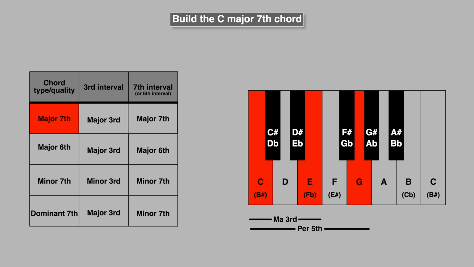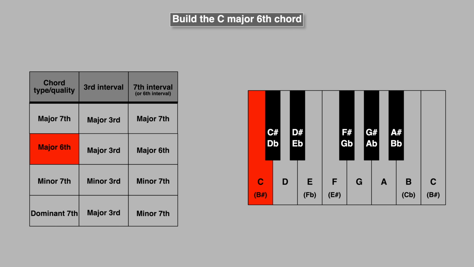The last interval is a major seventh interval. This equals 11 half steps, so we need 4 more half steps up from the previous perfect fifth interval. The first interval we need to build the C major sixth chord is a major third interval from the root up to the third of the chord.